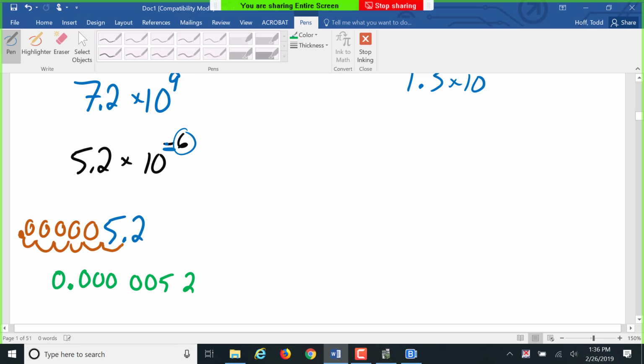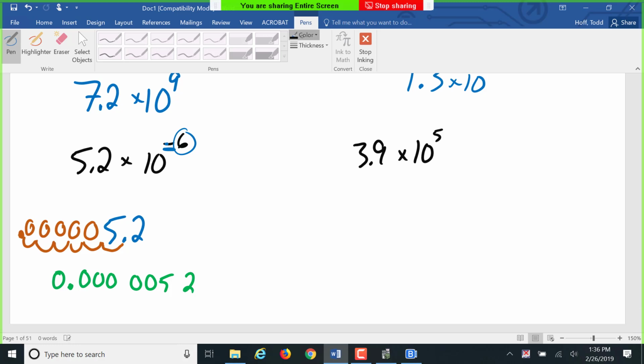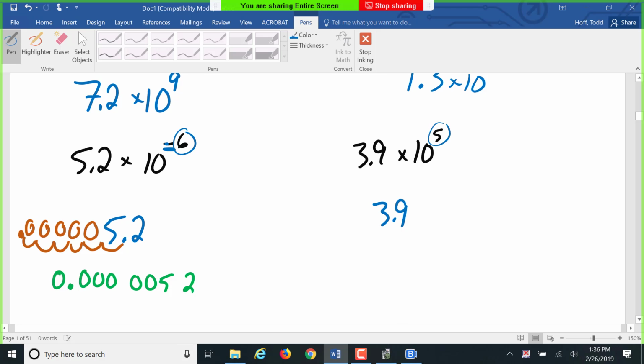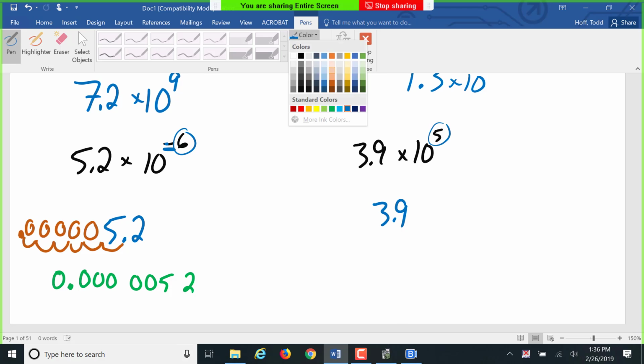Or we might have 3.9 times 10 to the 5th. Same thing, we take that 3.9. The 5 tells us we have to move 5 decimal places.